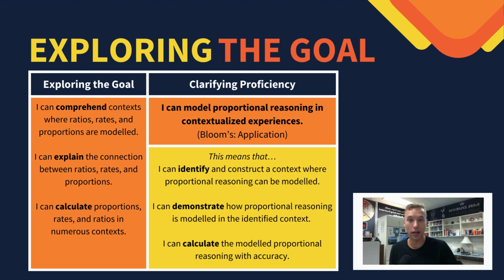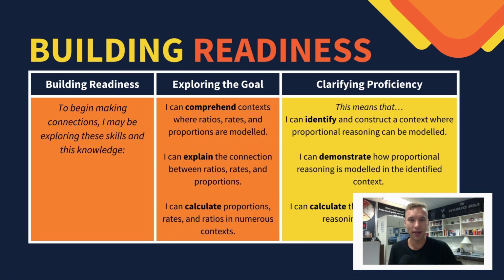Now let's begin to look at building readiness, which is the section of even more backwards design before exploring the goal. You'll notice that clarifying proficiency is a bit cut off with my video, but I trust that you have my notes and handouts, that if you do need to read this portion, you have it there. So we know what they need to do to explore the goal, but to begin making connections, what do they need to explore?